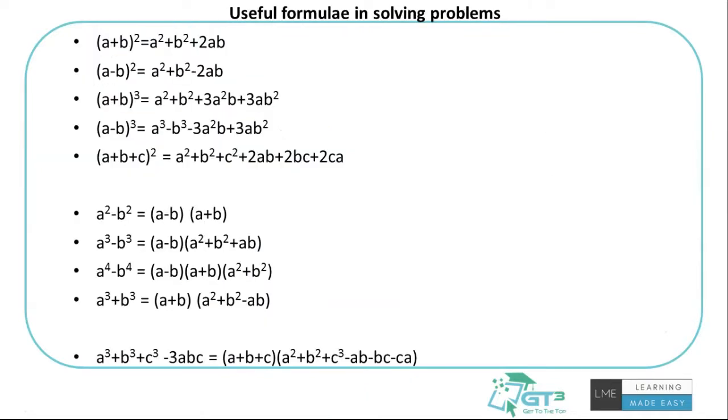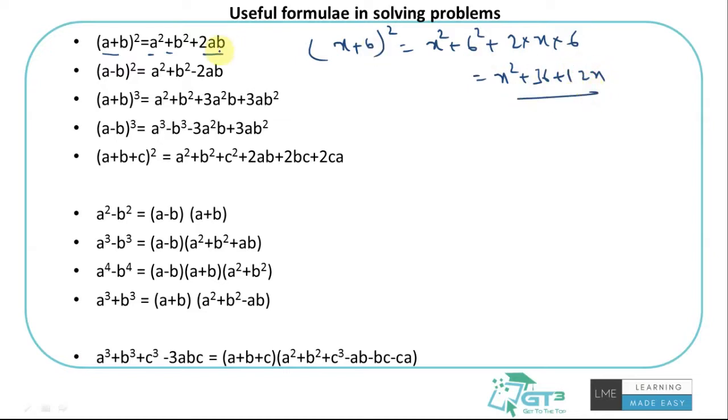So then there are these algebraic formulas that will be really helpful for you to solve many problems. All of us would have started with the very basic formula. What is a plus b whole square? That's a square plus b square plus 2ab. If I ask you what is x plus 6 whole square, what would this be? x square plus 6 square plus 2 into x into 6. So that is x square plus 36 plus 12x. Right? So a minus b whole square is a square plus b square minus 2ab.